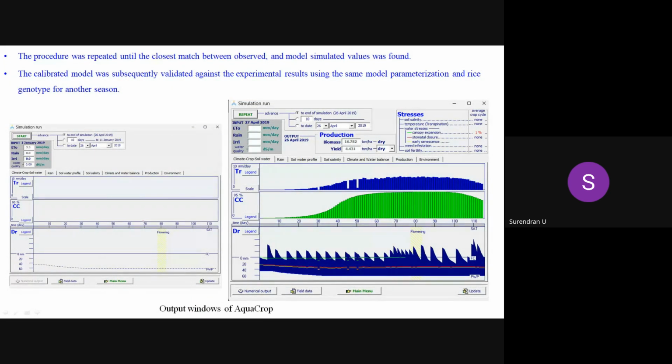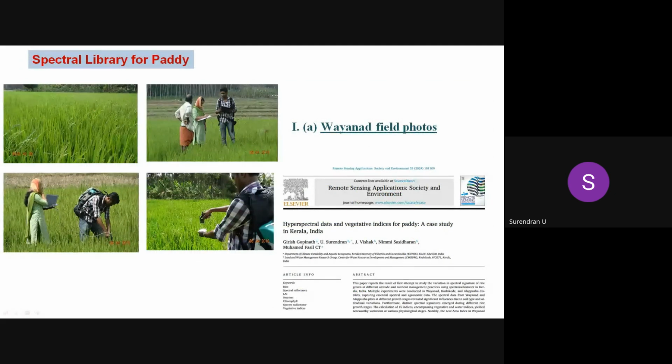And in addition to that, we have gone for nutrient management as well as water management. Water management we have tried with the CropWat as well as AquaCrop. AquaCrop is what I am showing here. Then the spectral data which we have collected in multiple fields, especially farmers' fields also we have taken. These are some of the field data from Wayanad. This is the published paper from that for the hyperspectral data.